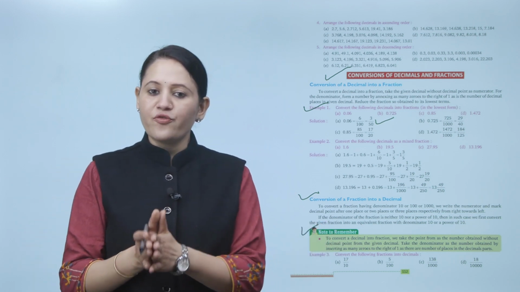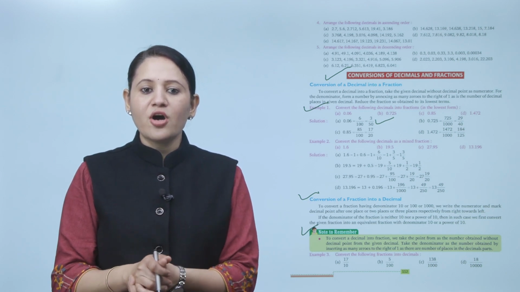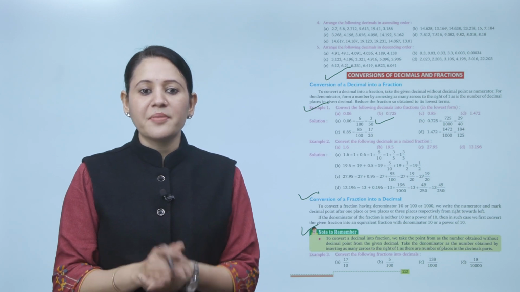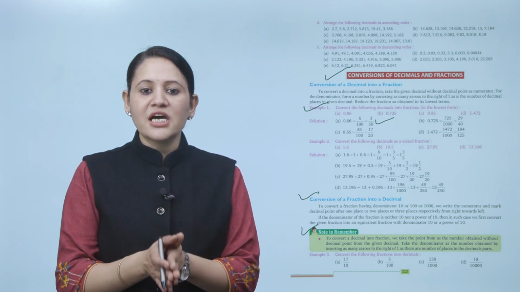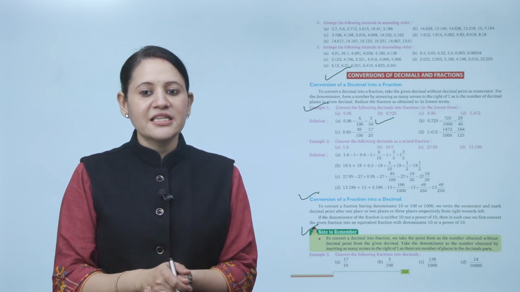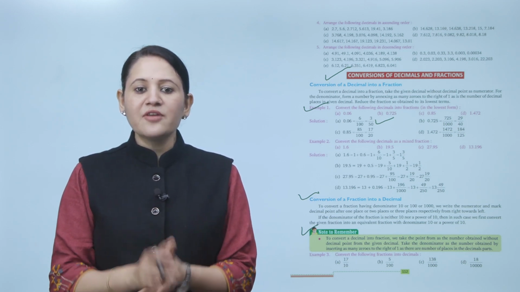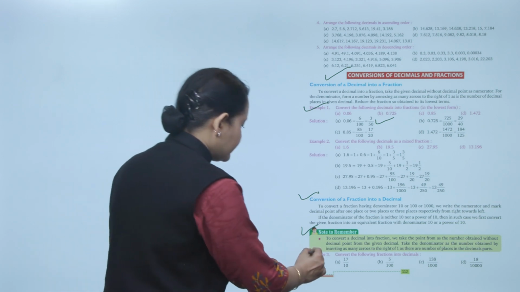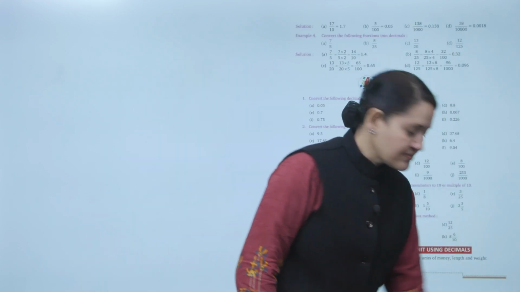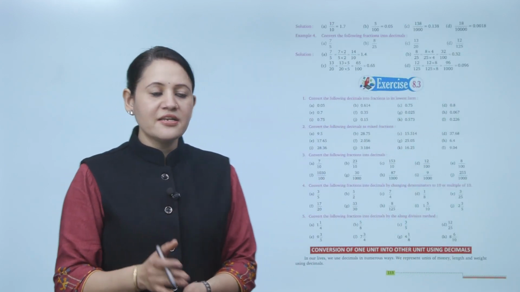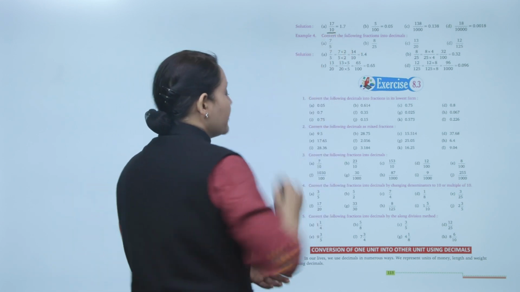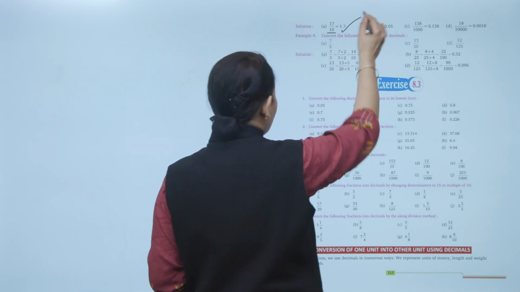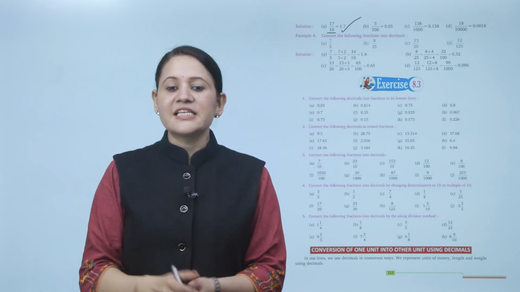Next is note to remember. To convert a decimal into a fraction, we take as the numerator the number obtained without the decimal point from the given decimal. Take as the denominator the number obtained by inserting as many zeros to the right of 1 as there are places in the decimal part. So, we'll take an example. Convert the following fractions into decimals. First one is 17/10. There is 1 zero in the denominator. Start from the right hand side. After one digit, we'll put the decimal. So, it can be written as 1.7. Clear? Next is exercise 8.3.